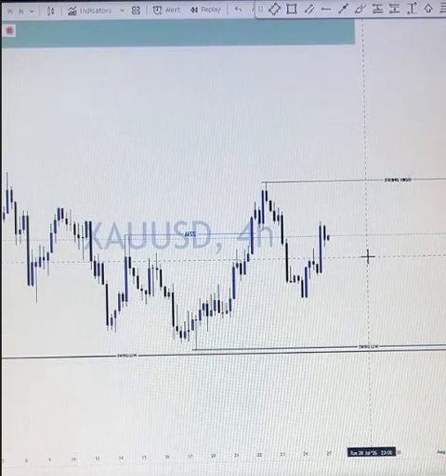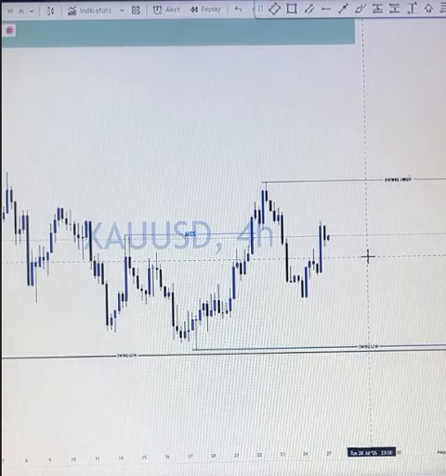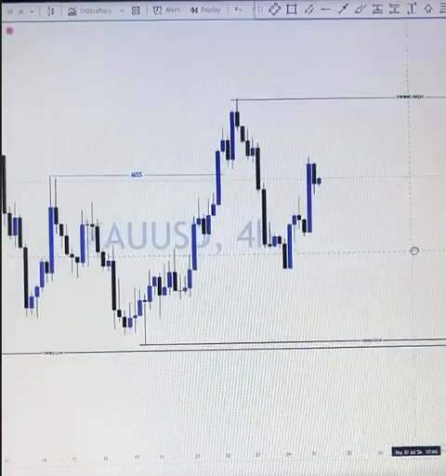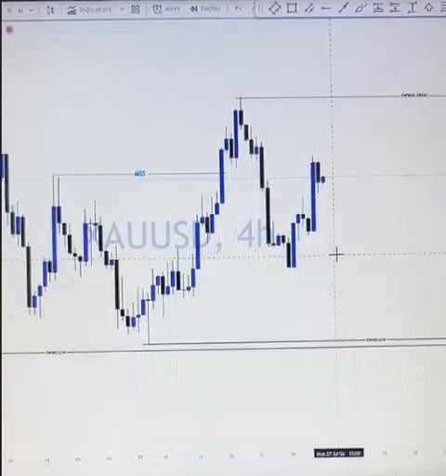Now, follow me if you are not yet following, and come in. Let's do this analysis together. I want to show you if you are buying on gold, where you should be buying, because the direction right now is bullish.